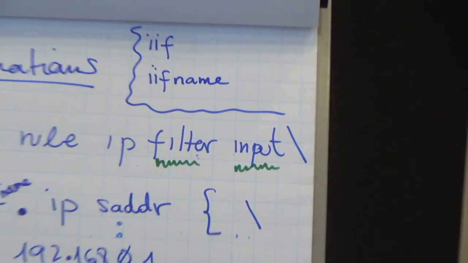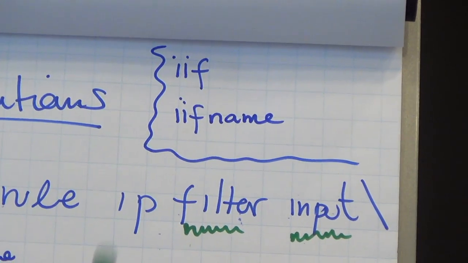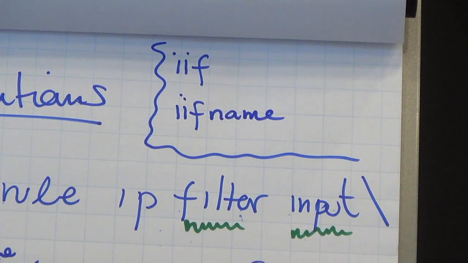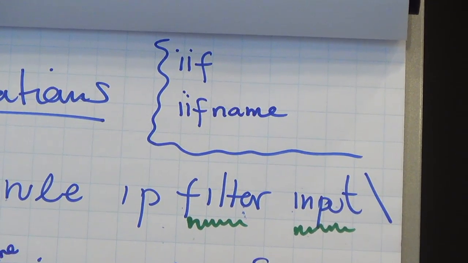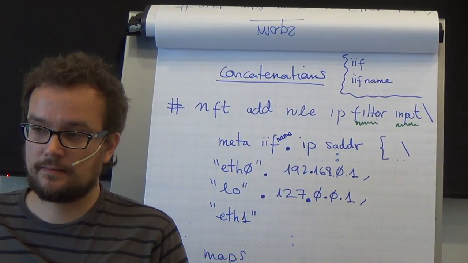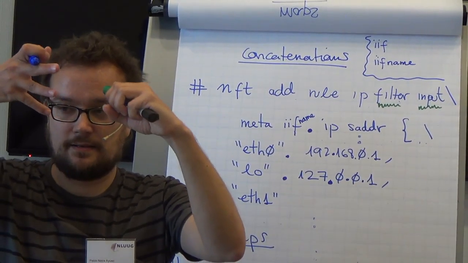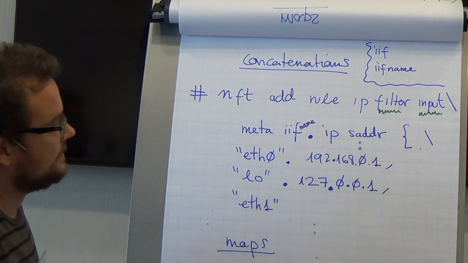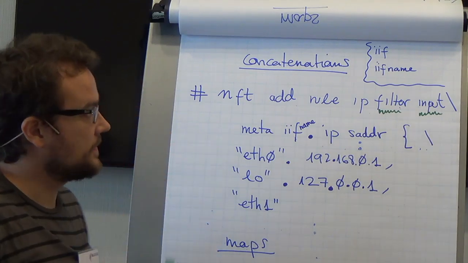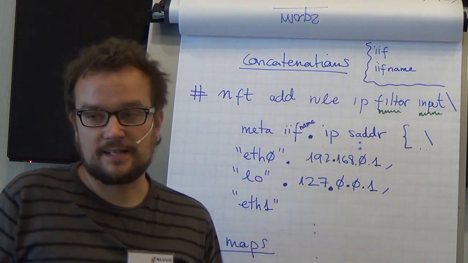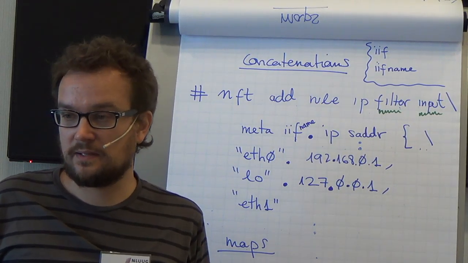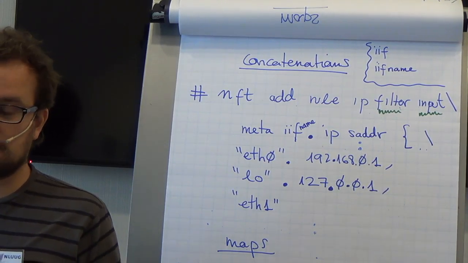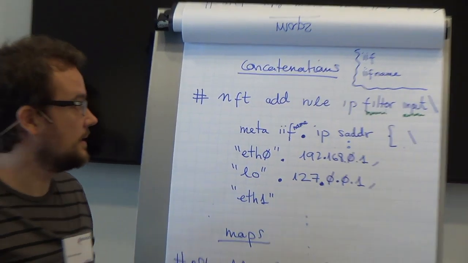The difference is that this one uses the interface name, and this one the interface index inside the kernel. Every interface gets an index that is visible via ip link. So it's basically the first number you find, then you see the colon. This is assigned when the device is created by the kernel. So iif is faster. It's just a 32-bit number that we're going to compare. iifname can be 16 bytes. This is a string comparison, but it's slower.